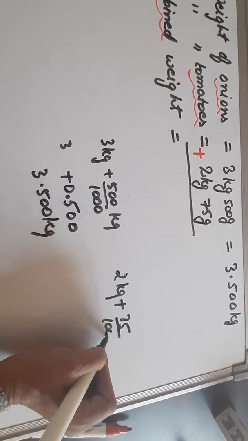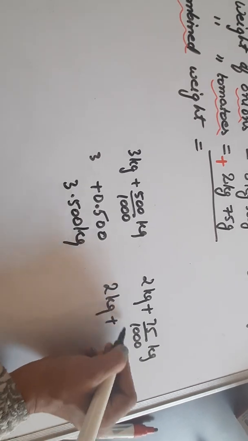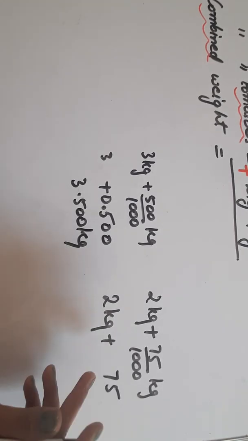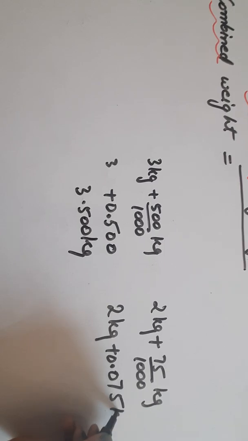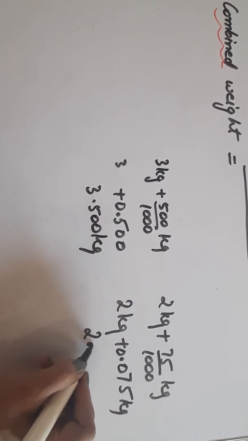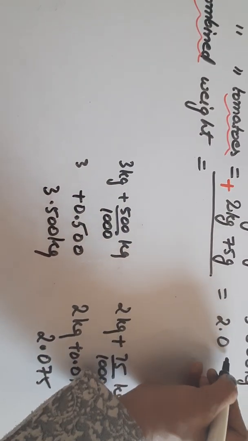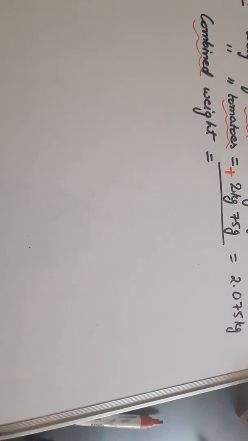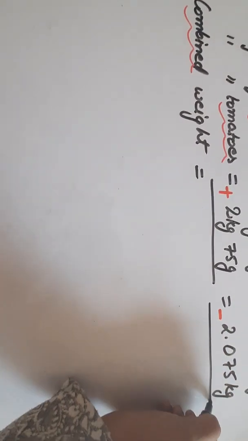Similarly, tomatoes 2 kg plus 75 grams. For grams, to convert them into kilograms, we'll divide by 1000. So 2 kg, for these 3 zeros, we'll leave 3 digits. One digit is 5, second digit is 7, but we do not have any other digit. For that, we'll take 0. Point this. So 2 plus 0 is 2.075. So in this way, you'll get the value of tomatoes in kg. So note down these values, conversions.